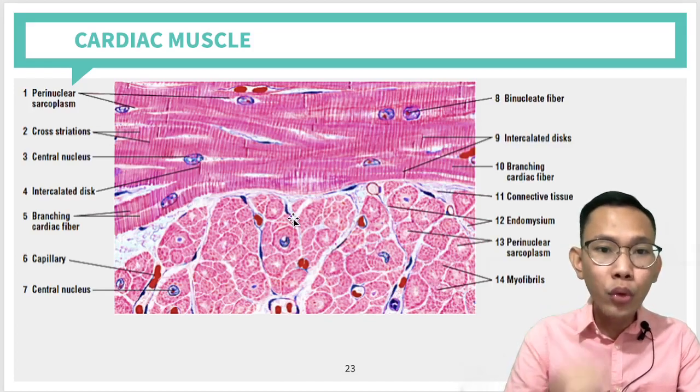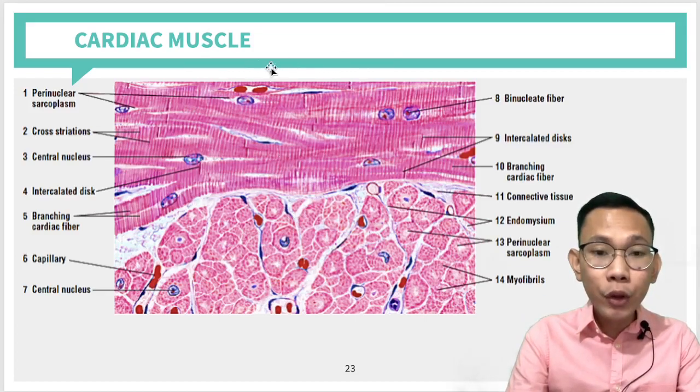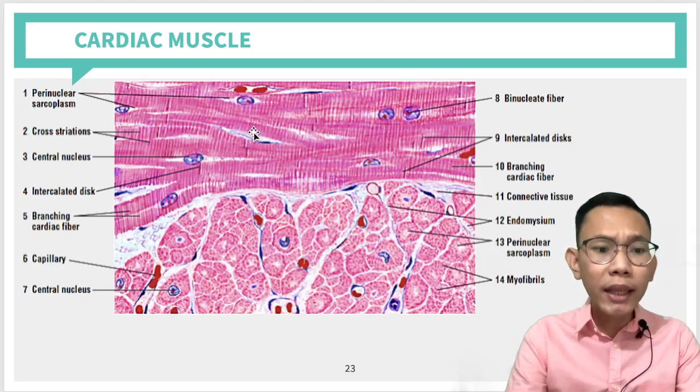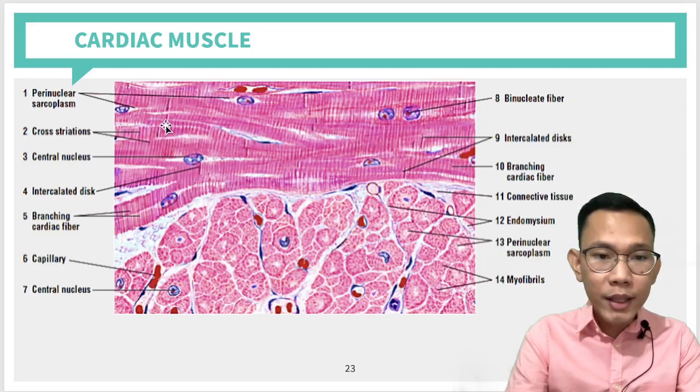Now let's identify the most important features of your cardiac muscle. As we can see, there is a nucleus located centrally. There's also the presence of your cross striations, the central nucleus, and the presence of your intercalated disc. This is where you can see your intercalated disc. The highly distinguishing and characteristic feature of your cardiac muscle fibers is the presence of your intercalated discs. This part, this part, this part, these are your intercalated discs.